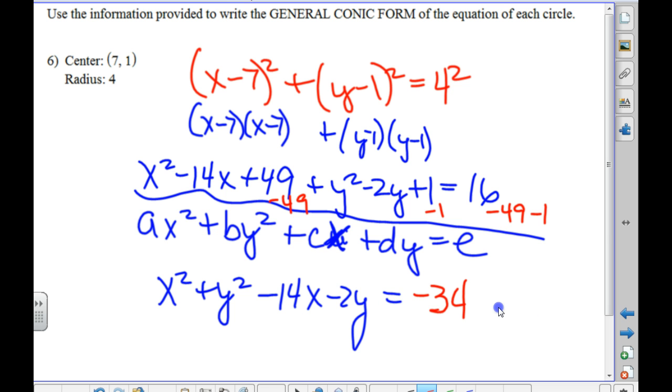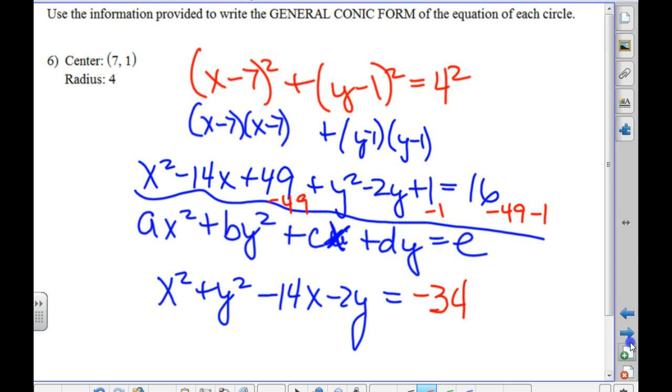I don't know which way. Some books do one, some do the other. Okay, that's the conic form. Normally, we would never do that, but they're going to give us this form, and we need to be able to complete the square to get to the easier form. So I just wanted you to think about how we got this, so we could go the other way.